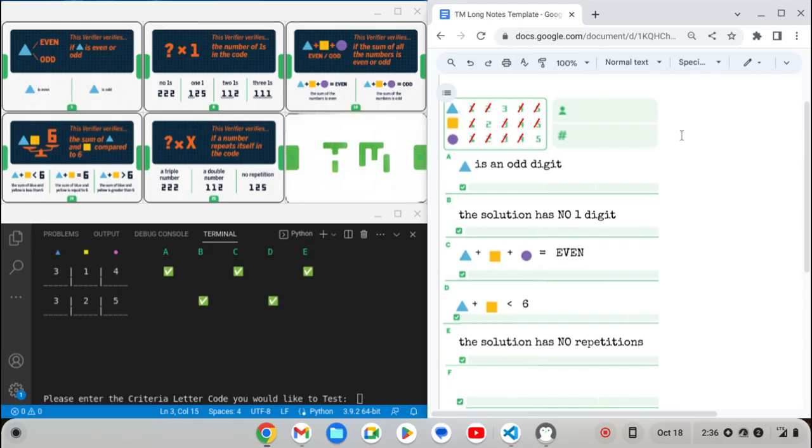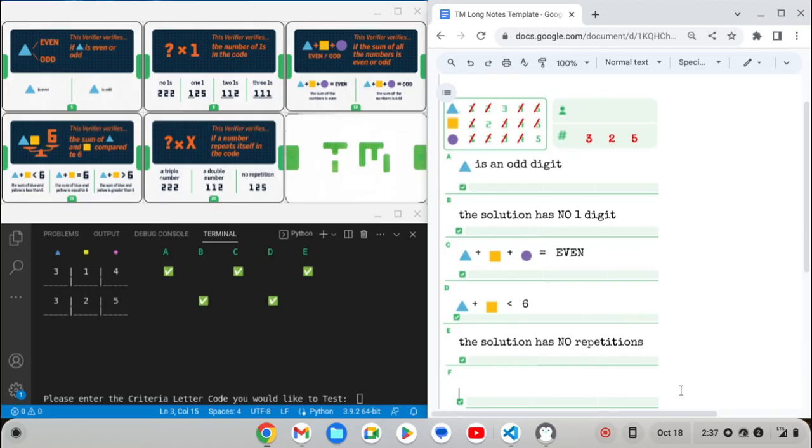Okay, so while my form here starts typing up that solution, let's verify. So again, we got 325, there it is. And so let's quickly verify if everything works. Is the first digit odd? It is. The solution should have no ones, and that's true. The sum total is even. Yes, it's a sum of 10.